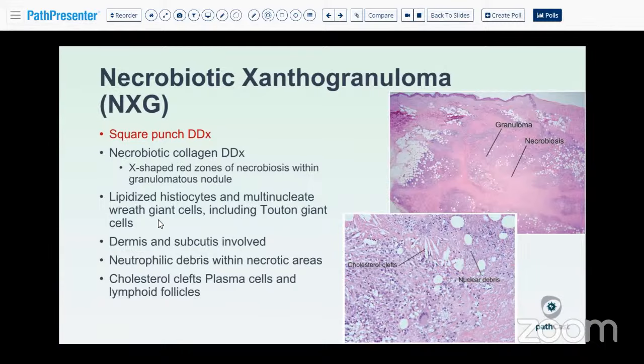And the inflammation surrounding it has more going on. It's got lipidized histiocytes, multinucleated wreath cells, including Touton cells. It's got neutrophilic debris within the necrotic areas. It's got cholesterol clefts often, as well as plasma cells and some lymphoid follicles. So just more stuff going on, including those helpful cholesterol clefts as a clue to NXG.